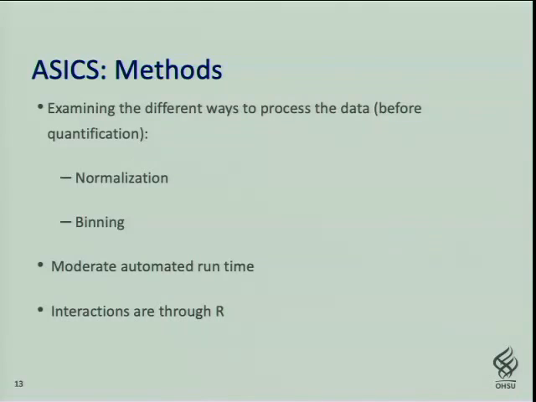ASICS has a moderate runtime for the quantification step itself. However, with the pre-processing, the timing can be in flux a little bit more. And a lot of the interactions, unlike BATMAN, are directly through R instead of taking it outside. So that was the difference between the two of them.